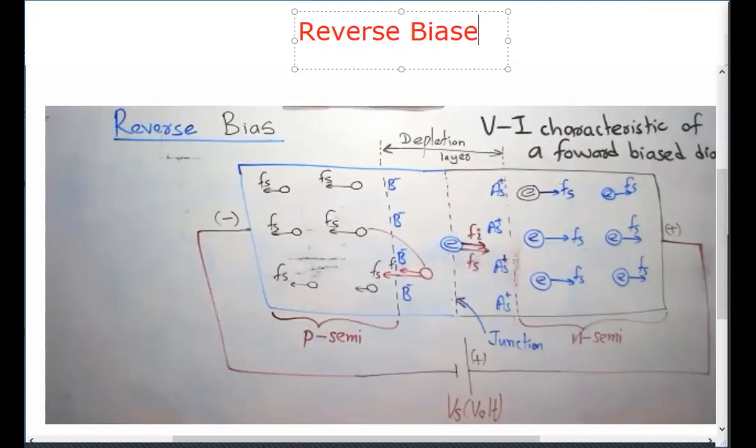The meaning of normally is this here. I think you are able to see the screen clearly. There are free electrons in the N semiconductor side, and similarly, there are holes in the P semiconductor side. That's it. But you should know that there are some holes in the P semiconductor side.